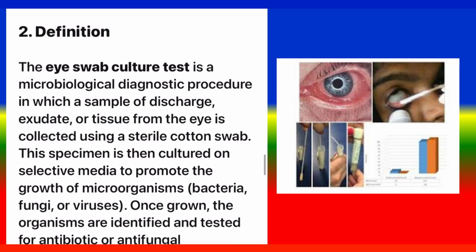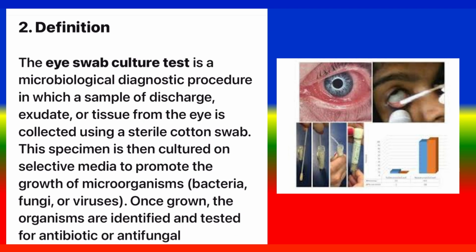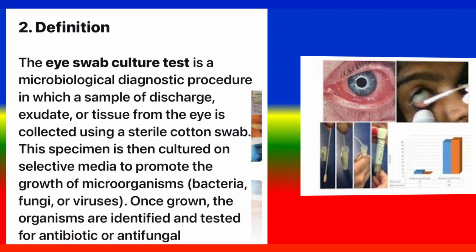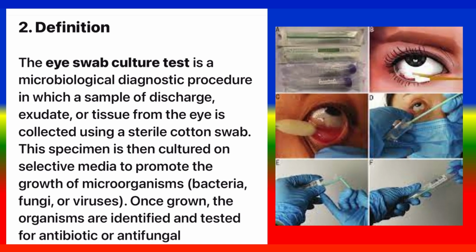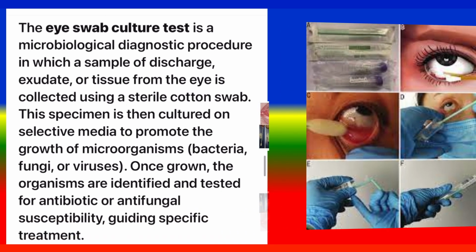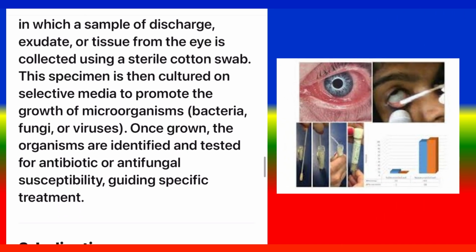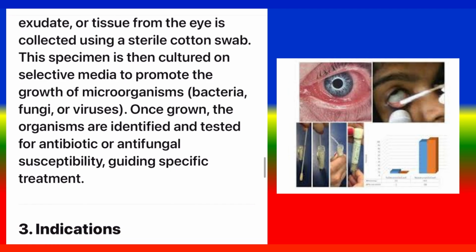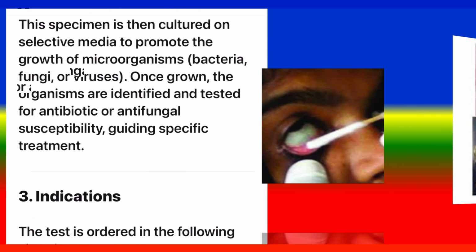2. Definition. The Eye Swab Culture Test is a microbiological diagnostic procedure in which a sample of discharge, exudate, or tissue from the eye is collected using a sterile cotton swab. This specimen is then cultured on selective media to promote the growth of microorganisms, bacteria, fungi, or viruses. Once grown, the organisms are identified and tested for antibiotic or antifungal susceptibility, guiding specific treatment.